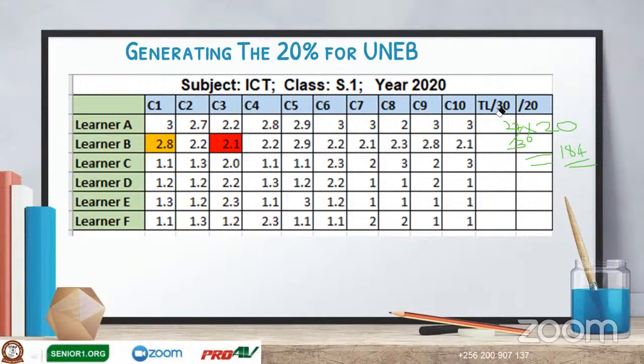So that is it. And these marks are to be sent to UNEB every year, not at senior 4. They are supposed to be sent to UNEB at the end of each class there. So there's something known as learner identification.